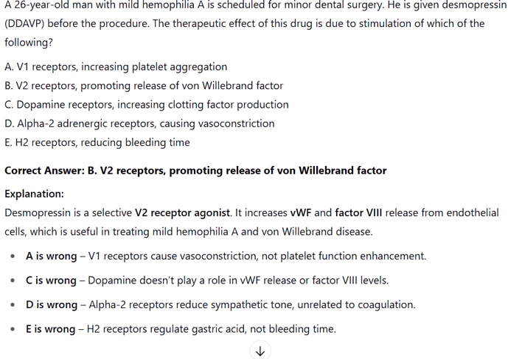C is wrong. Dopamine doesn't play a role in VWF release or factor VIII levels. D is wrong. Alpha-2 receptors reduce sympathetic tone, unrelated to coagulation. E is wrong. H2 receptors regulate gastric acid, not bleeding time.